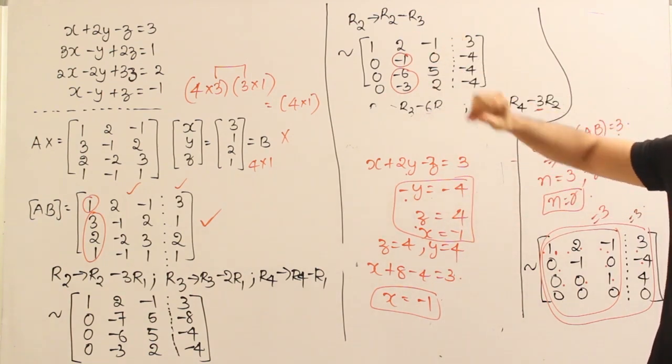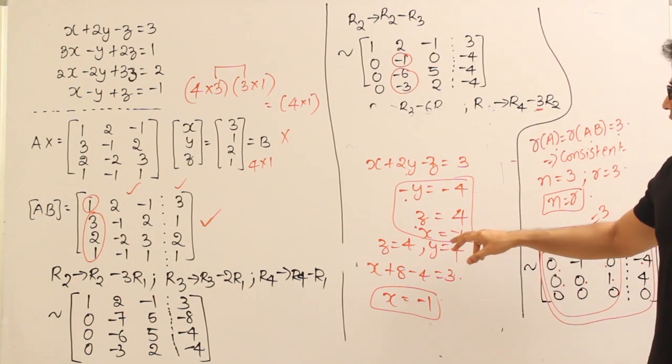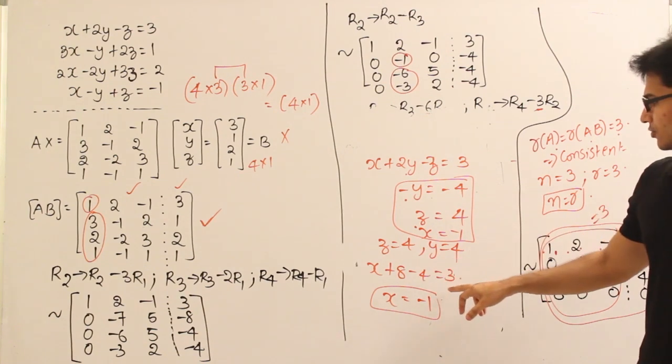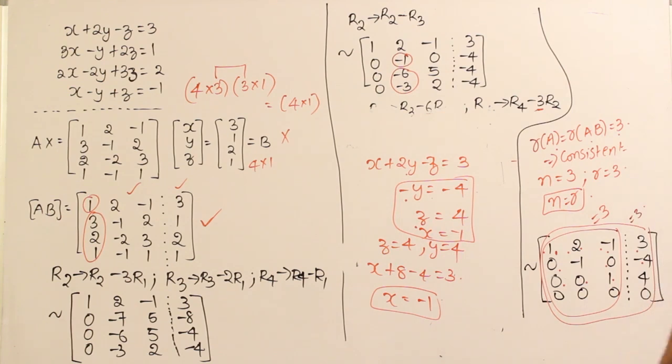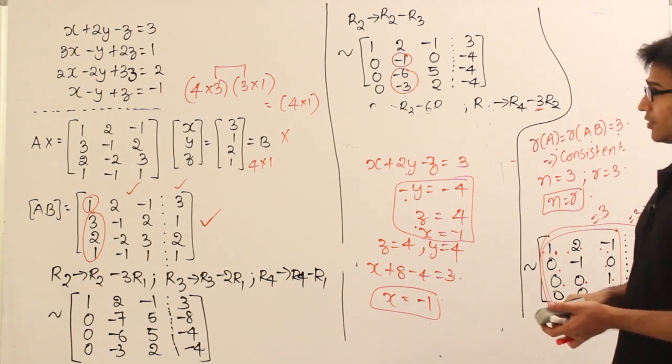It is clear that for the given equations this is the solution. You can substitute these values there, x equal to minus 1, y equal to 4, z equal to 4. If you substitute there, all the equations will get satisfied. So what is the summary of this?